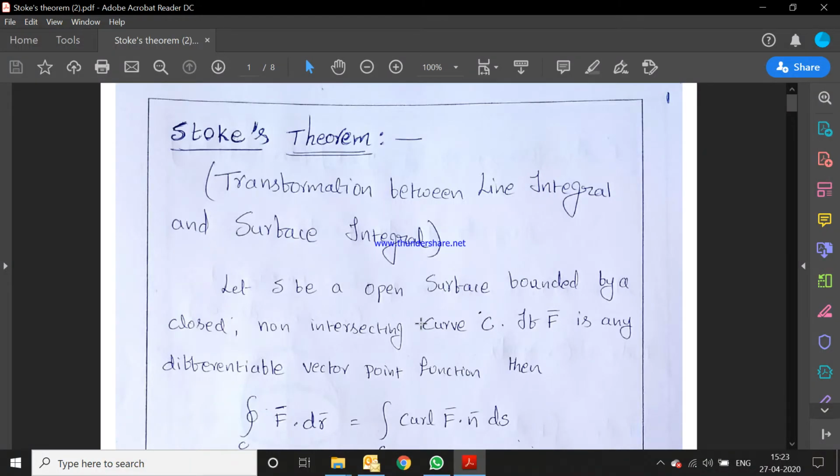Hello everyone. Today's topic is Stokes theorem. This is one of the theorems from vector integral theorems. This theorem is for transformation between line integral and surface integral.